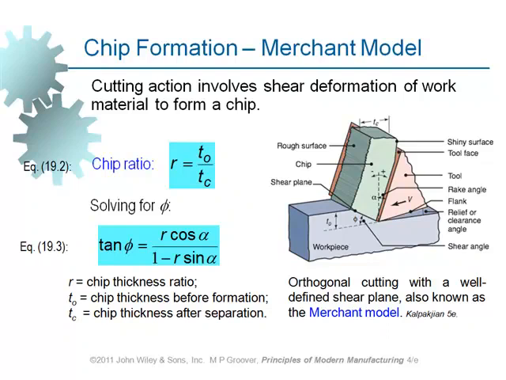And we can define the chip ratio by the parameter R, where we define it as TO over TC. And this is always less than 1. The value of R is always less than 1 because TO is always smaller than TC. And also the shear angle can be represented by this equation, which relates it to the rake angle alpha and also the value of R. So this equation here relates the rake angle to phi, which is the shear angle.